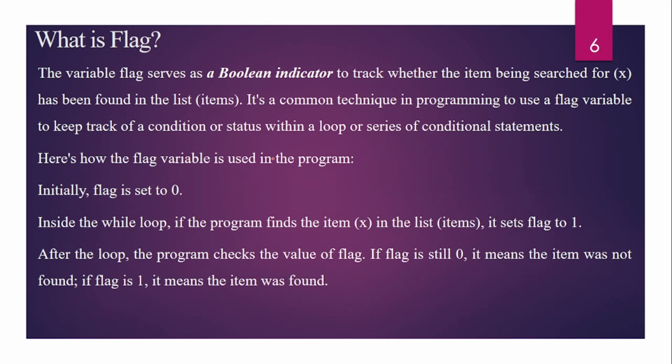Now, to be very precise, what is a flag? A flag variable is basically a Boolean indicator. It is mainly used to search for an item like X, to check if it is there in a particular list of items or not. It is a very common technique that is used in most programming languages, and that is why it is known as a flag variable: it tracks a particular condition.